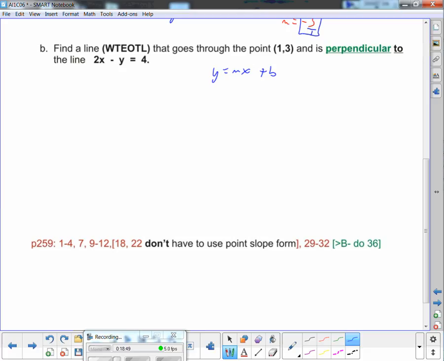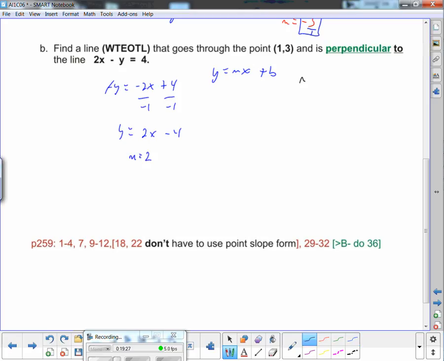So again, I need to find my m. Well, let me figure out the m of the line it's perpendicular to. All right, for time's sake, add a -2x to both sides. You end up with -y equals -2x plus 4. Change the sign of everything would be the shortcut, or divide the other two by -1 is the long cut. In either case, you get y equals 2x minus 4. So the slope of this line is 2.